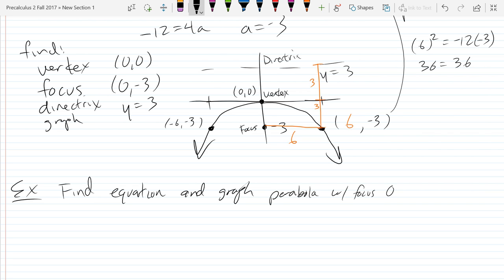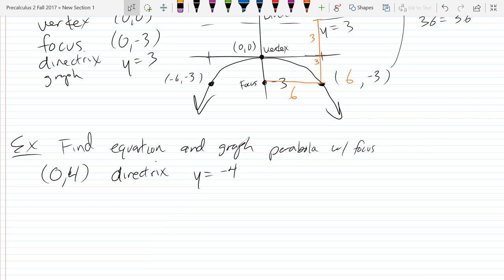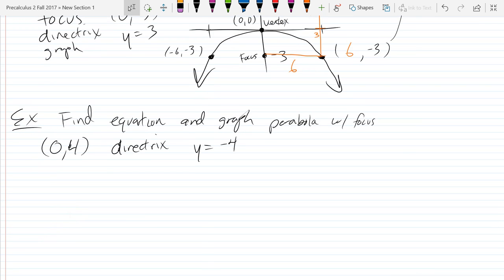With focus (0, 4) and directrix y equals -4. I didn't tell you about the vertex, but you can figure out the vertex very easily from the focus and the directrix. So graph those two out, graph the rest of the parabola, and write the equation down. And that table will be useful here as well.